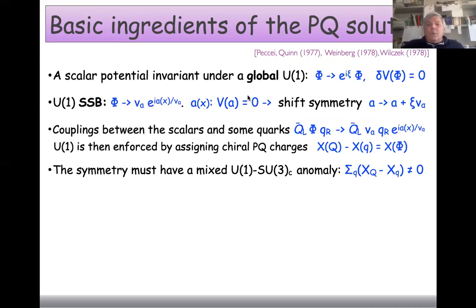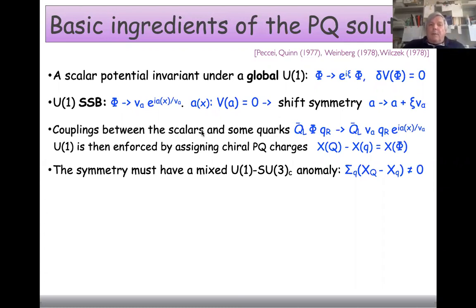This is the Goldstone boson, so it is a field with no potential, and it enjoys, for this reason, a shift symmetry. So it enters only in a derivative way. So you can shift the field by a constant, and your Lagrangian for the axion remains unmodified.